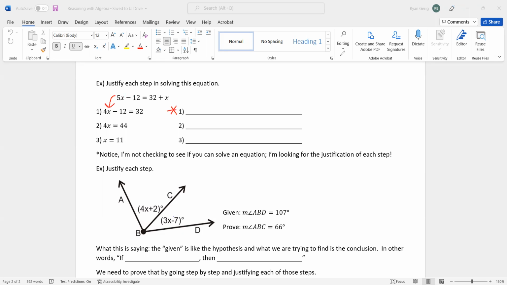Well, you got to look at it. What did I do? I subtracted x from both sides. So that's the subtraction property.